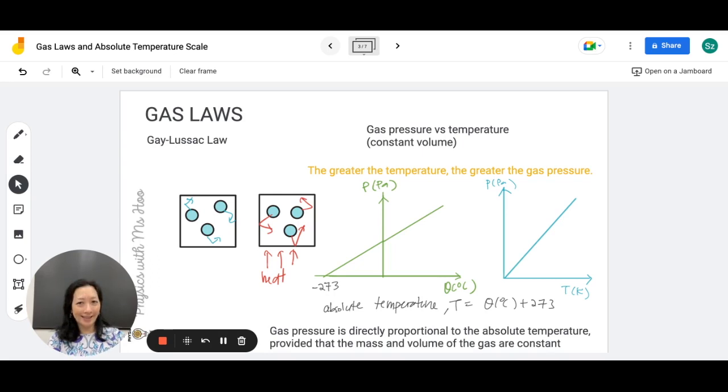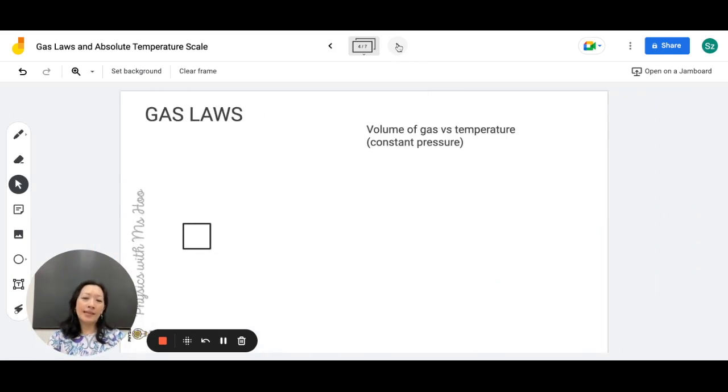And that's the first gas law. Now, there are three gas laws in general. We're going to go to the second one now. Let's say in this case, there's a situation where the gas is under the same pressure throughout. We change the temperature to observe the difference in volume.